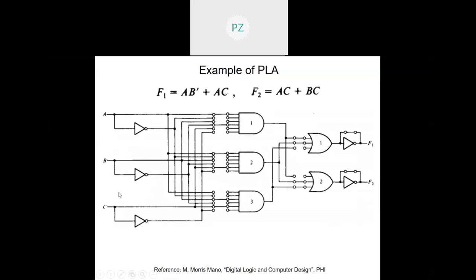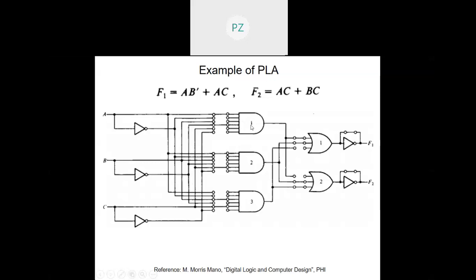So A, B, C and their complemented versions are available. Now see here, three inputs and their complements, and I'm just using three AND gates. I can sense that this is a three variable function. If I had been using a ROM or a decoder or a multiplexer, there would have been as many as 8 AND gates, 2 to the power 3 is 8 for three variables. But I'm doing it with just three AND gates. So I have saved 5 AND gates using PLA.